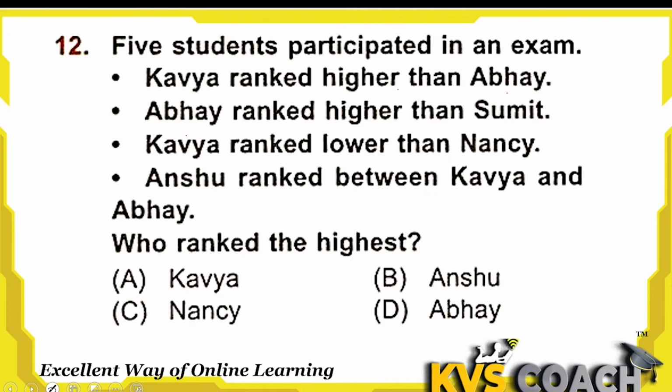So again, let's write down the sequence. Here they are saying Kavya ranked higher than Abhay. So Kavya's rank was higher than Abhay. And Abhay ranked higher than Sumit. So Abhay was higher than Sumit. And Kavya ranked lower than Nancy. It means Nancy was higher than Kavya.